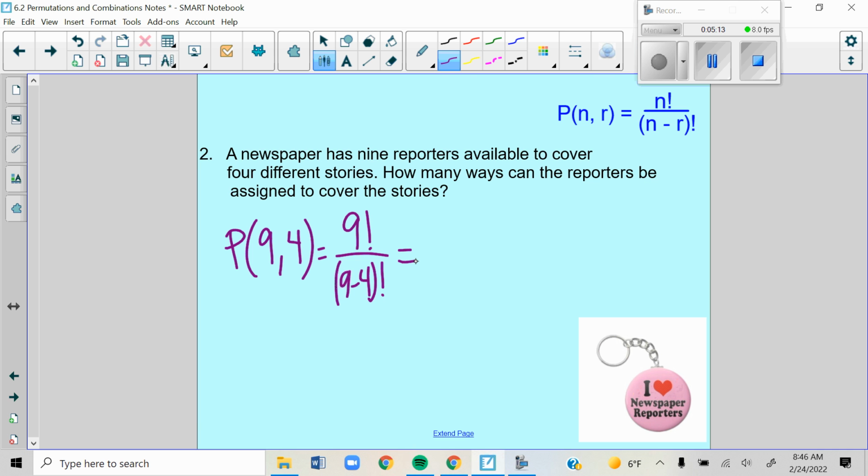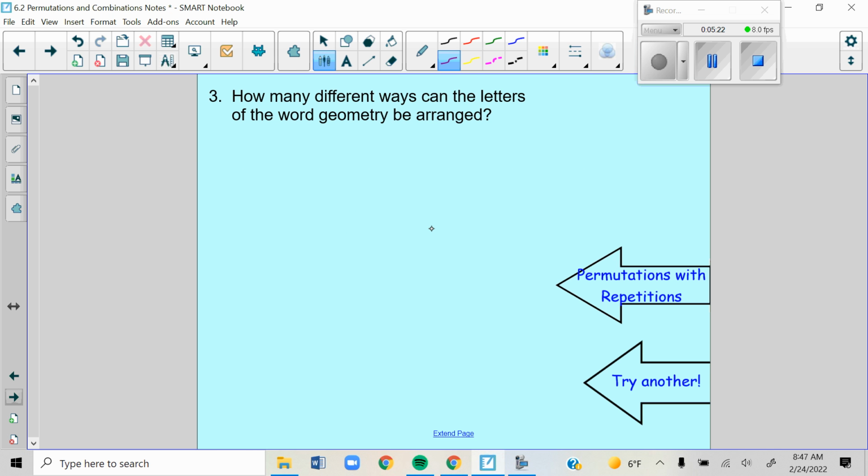Okay, so you should end up with 3,024 different ways that they can be assigned a story. All right, how many different ways can letters be arranged in the word geometry?